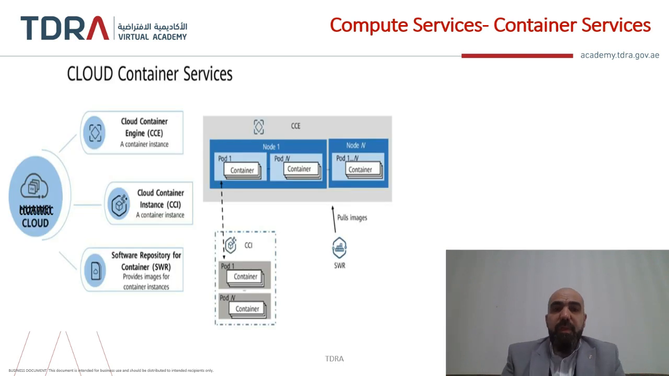If you want to think about the cloud computing services for containers, we have CCE, Cloud Container Engine, Cloud Container Instance, and Software Repository for Container. You can see that the Cloud Container Engine is the machine or the container environment that I have. Inside it there is node 1, and inside the node are pods with containers, and as many pods as I need. And there is something called Cloud Container Instance. This is the container that I can run immediately.